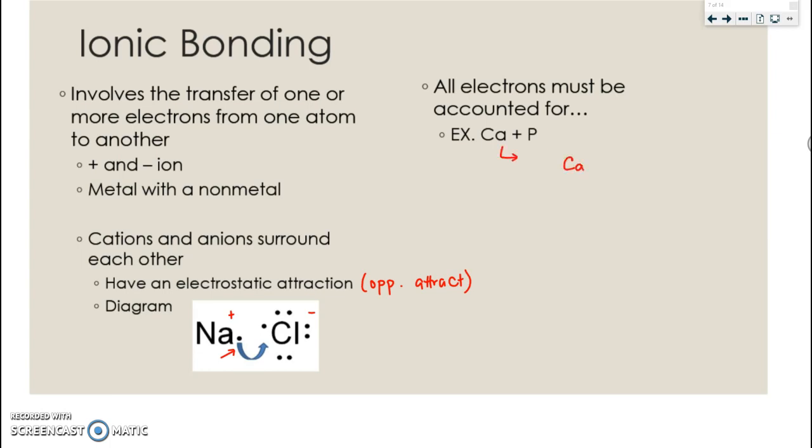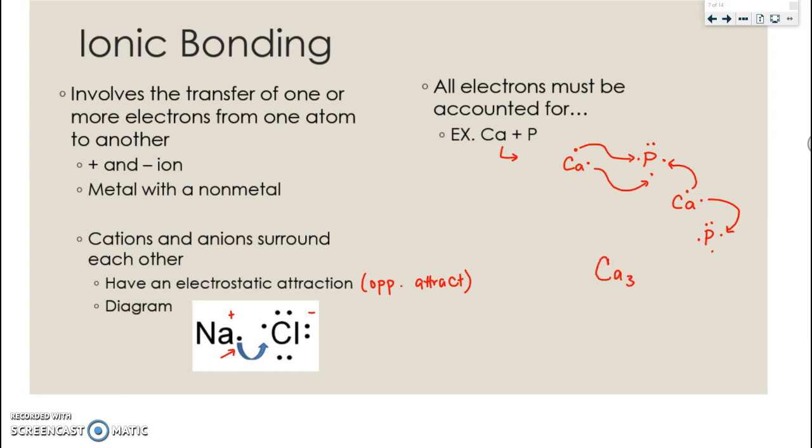So calcium has 2 outer shell electrons because it's in group 2. And phosphorus has 5 because it's in group 5A. Calcium is going to give its electrons to the phosphorus, but then there's still an extra electron. So a second calcium comes into play. And then now calcium has an extra electron, so another phosphorus comes into play. And the cycle continues until all electrons are accounted for.